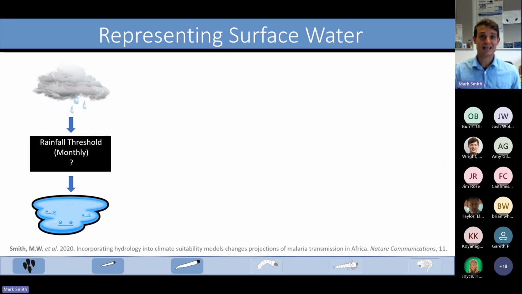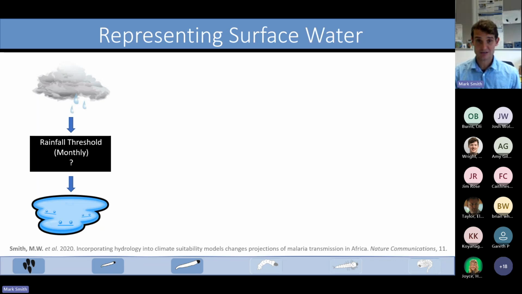So let's actually get into some examples now. I'm going to begin with our continental scale work before we zoom in into a bit more detail. So when I first started this 15, 16 years ago, I was kind of surprised to find that when we looked at climatic controls and talked about surface water, it was very much a black box. They said, okay, if it rains enough in a month, we're just going to assume that means enough standing water for malaria. There's zero hydrology.